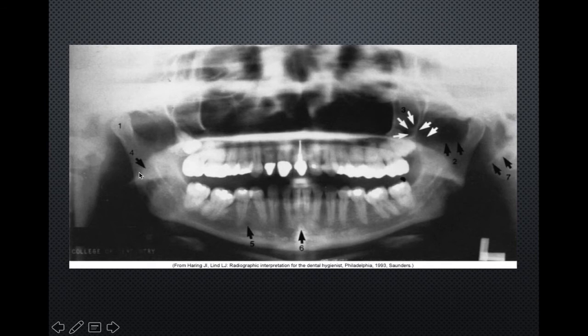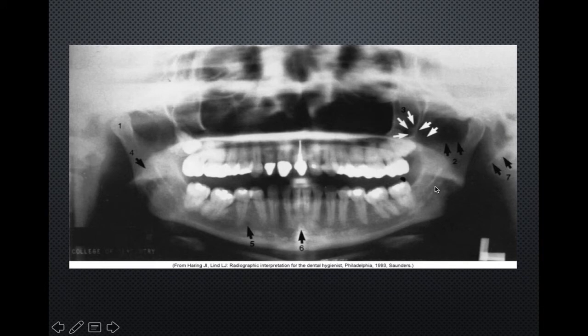Number 4, we're looking over here, so that's going to be our mandibular foramen. Number 5, here's our other radiolucency, our mental foramen. And then number 6, this radiopacity, this is our genial tubercle. And you can see the lingual foramen is that radiolucent area on the inside. And then number 7 is a great image here of our styloid process.